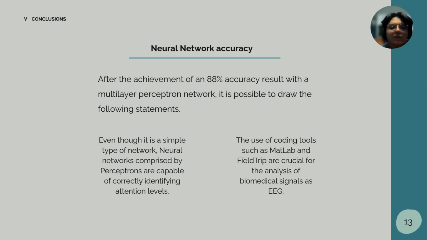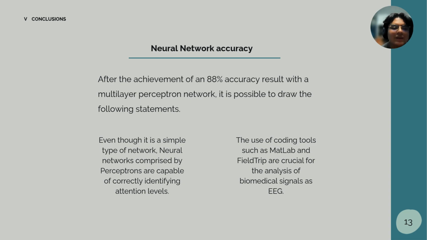After training our model with EEG data, we achieved an accuracy of 88% using a multilayer perceptron neural network. This result allows us to conclude several important points. First, even though the perceptron is considered a relatively simple type of neural network, it proved effective in identifying attention levels. This highlights that even basic architectures can yield reliable performance when combined with appropriate preprocessing and feature extraction.